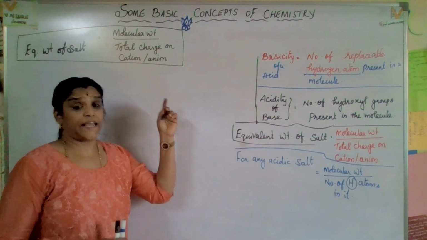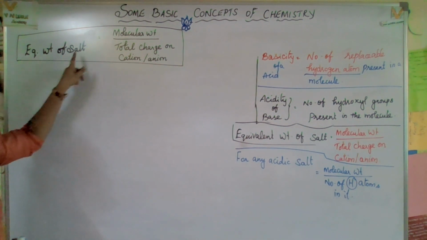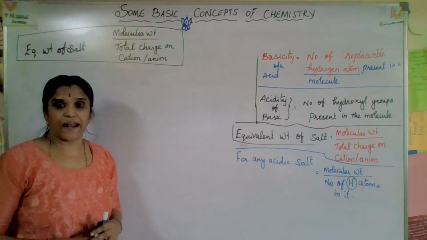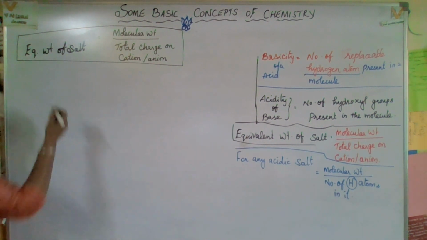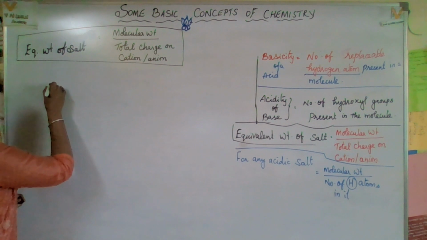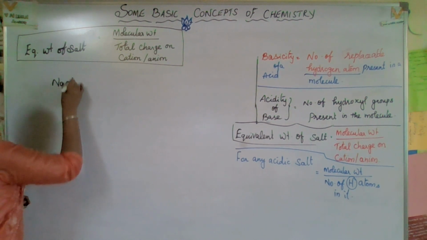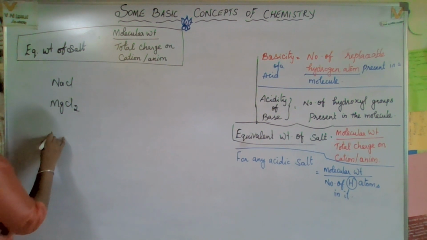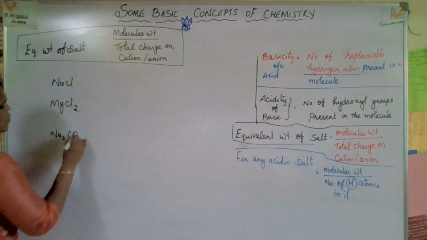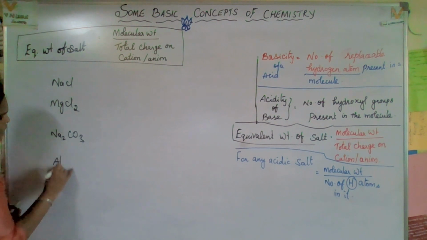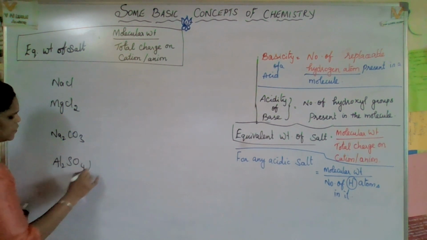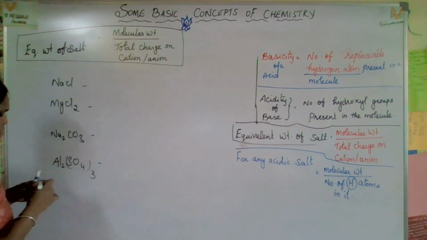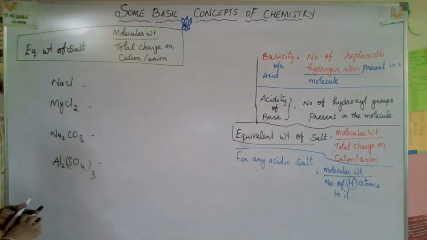Now let us check the equivalent weight of salt. Molecular weight divided by total charge on cation or anion. Okay, now let us check some important salts. The famous ones are NaCl, MgCl2, Na2CO3, and Al2(SO4)3. So these are all important salts. Now let us check the equivalent weight of these salts.